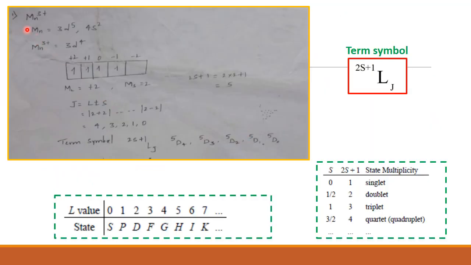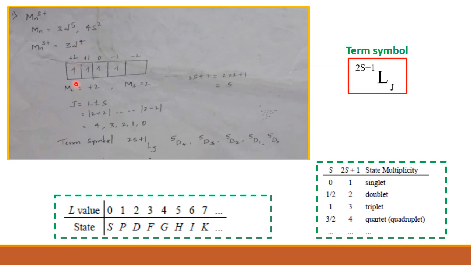Similarly, if you come to a different example, that is Mn3+. Mn3+ has the electronic configuration 3d4. That means Mn in the zero oxidation state has atomic number 25, that is argon, followed by 4s2 and 3d5. For Mn3+, three electrons are removed from Mn, two from 4s2 and one from 3d5. So the final electron configuration of Mn3+ is 3d4.